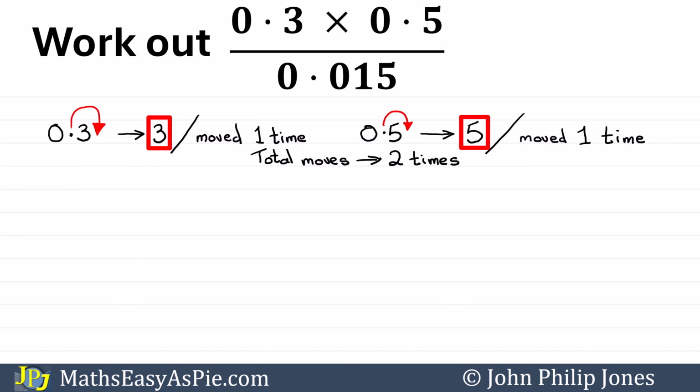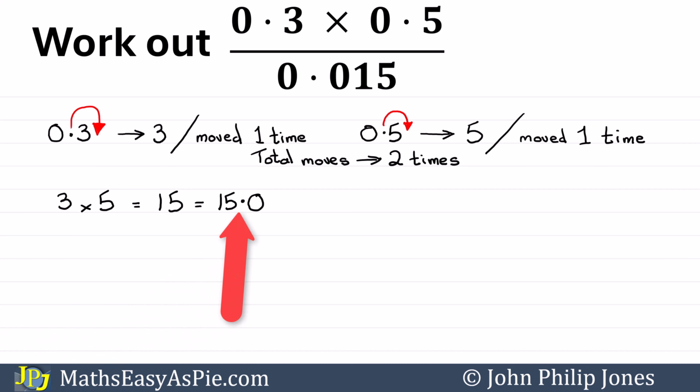So we can take this 3 and 5 and multiply them together to give us 15, which we then can write as 15.0, so we can see exactly where the decimal point should lie in the number. Because we move the decimal point twice, we've in fact made the result of 15 100 times too big.